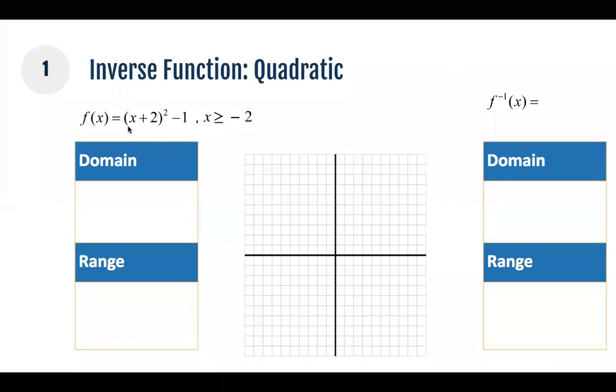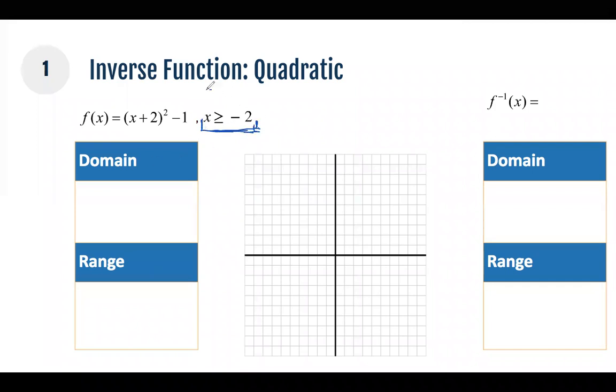When you are given a quadratic function, the first thing that we have to make sure is that we turn this into a one-to-one function by using a restriction. If you're not provided with a restriction, you have to come up with one that would at least turn it into a one-to-one function by using that restriction.